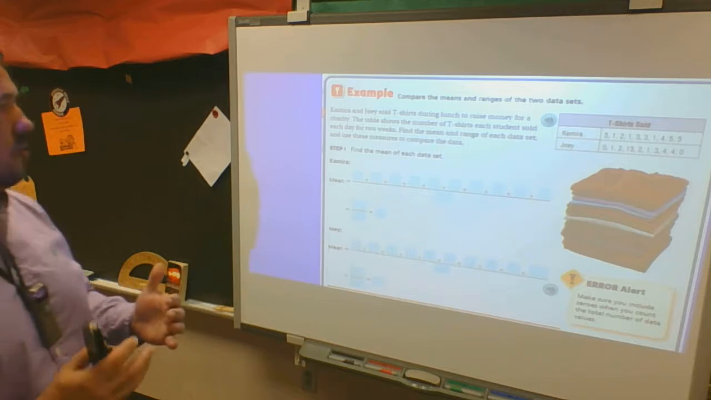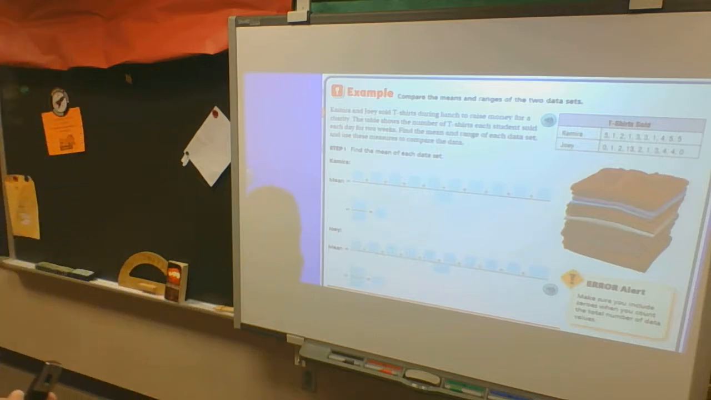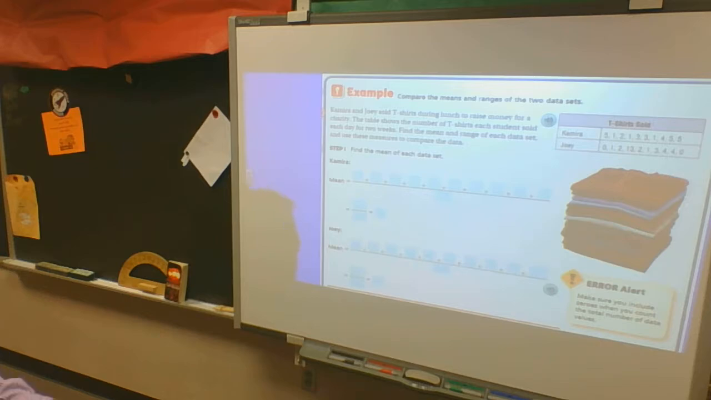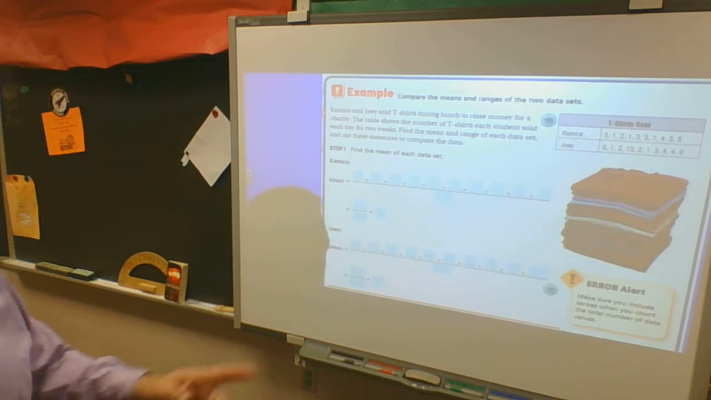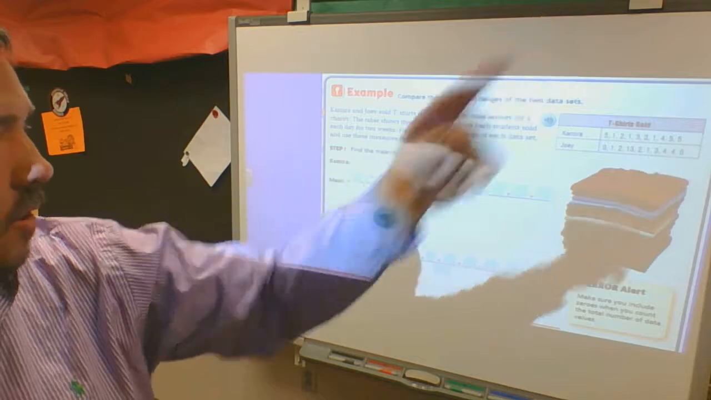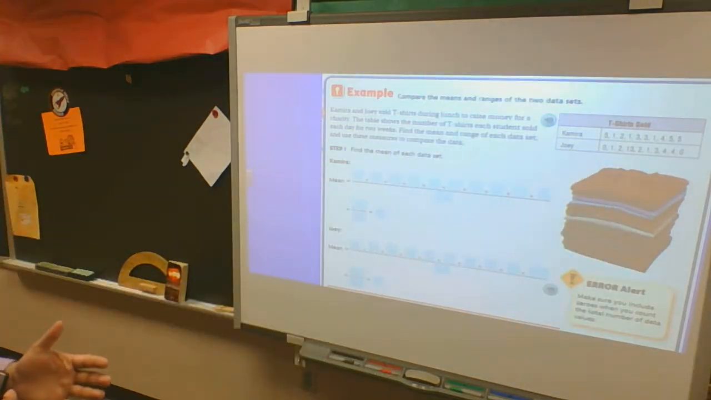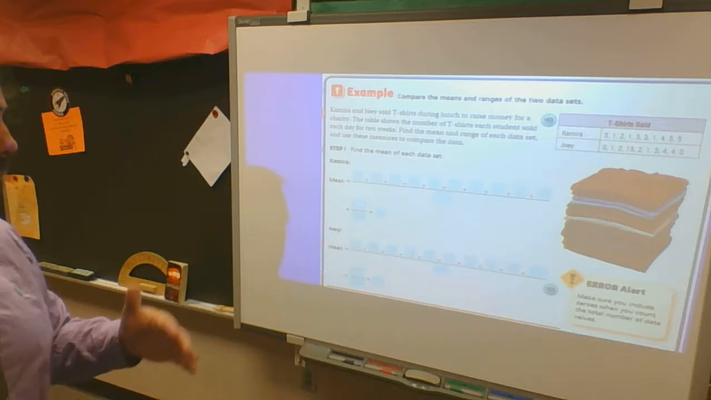So we have a t-shirt fundraiser that's going on. I have Kamira and I have Joey. Kamira and Joey sold t-shirts during lunch to raise money for charity. The table shows the number of t-shirts each student sold. So we have Kamira and all of hers that she sold, and then Joey and all of his that he sold. Find the mean and range of each data set and use this measure to compare the data.